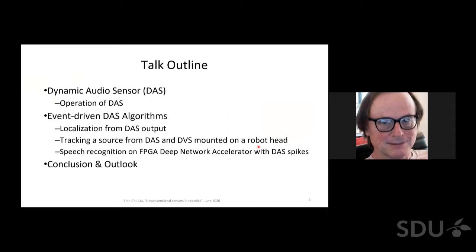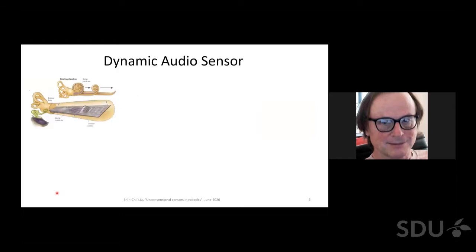The outline of the talk is as follows. I'm going to talk first about the dynamic audio sensor and its operation. Then I'm going to talk about a set of event-driven DAS algorithms: localization from DAS output, and tracking a source from DAS and DVS mounted on a robot head. I'll also talk about speech recognition on the FPGA deep network accelerator that uses the DAS spikes, and finally the conclusion and the outlook. Let me just start with the dynamic audio sensor itself.